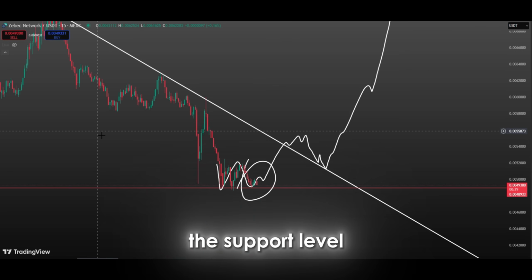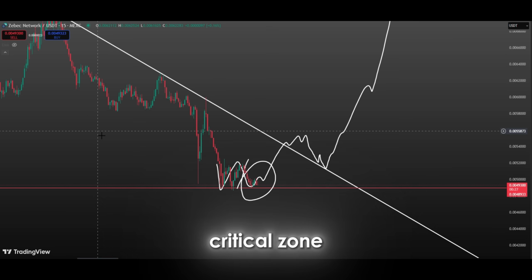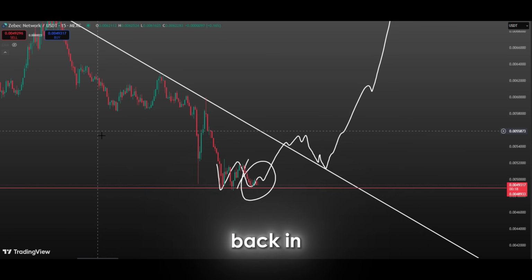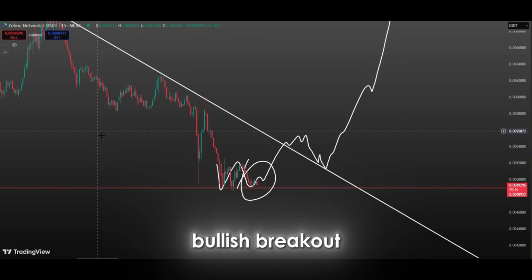As a result, the support level where the price is currently positioned represents a highly critical zone in line with historical data. This is not only an area where the price has reacted many times before, but also a potential bounce point in terms of technical analysis. If the price bounces upwards from here, this indicates that the market has recognized this level as support and buyers are back in. This is an important technical development that heralds a bullish breakout.